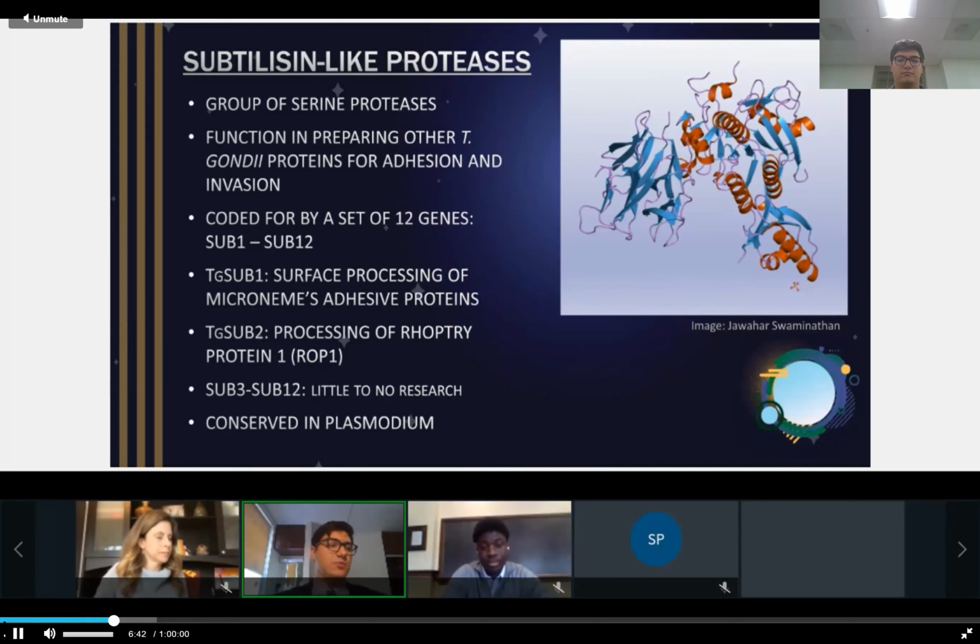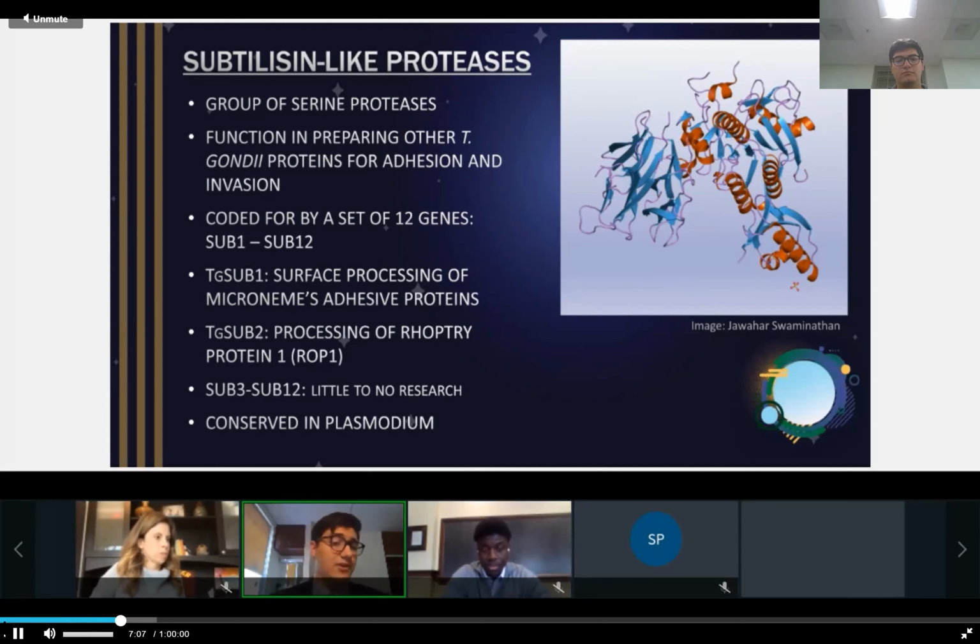So it basically processes them into a final form where these proteins are able to go and attach to Toxoplasma gondii onto the membranes of these host cells that they're invading. And then SUB2 is important in processing the rupture protein 1. And so that's, again, just important for making a final form of a protein that can go and be involved in the invasion of these other cells.